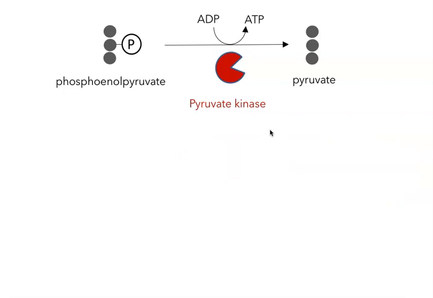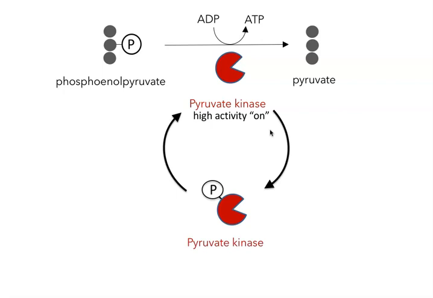Now there's one more way that pyruvate kinase is regulated. The way that I've drawn pyruvate kinase here, it's on, right? It obviously has high activity because we're able to catalyze this reaction. But pyruvate kinase is one of those enzymes that can switch between an on state and an off state. And this will depend on whether or not it's phosphorylated. So if a phosphate group is added to pyruvate kinase, it goes off. It has low activity and not much product will be made.